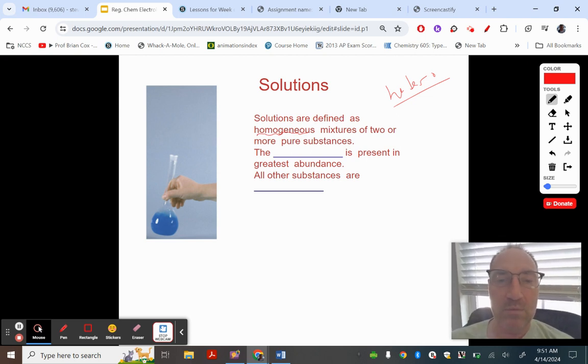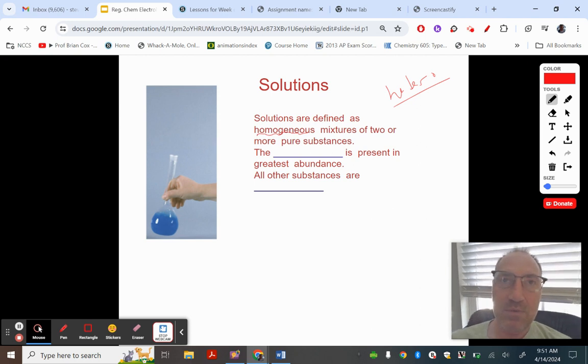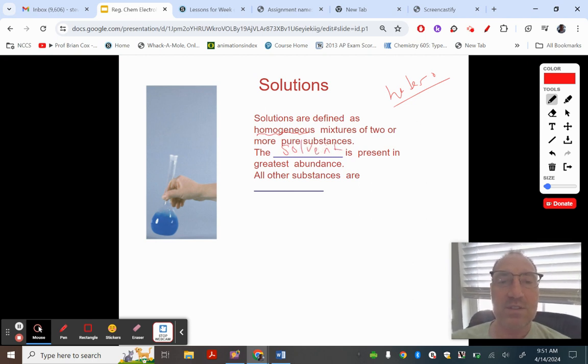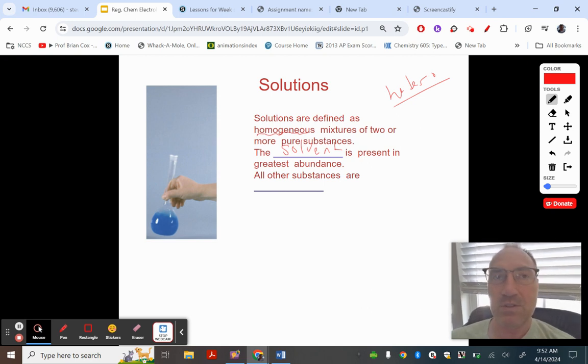I always think Kool-Aid when we're talking solutions, where something gets dissolved in something else. So the thing you have to know is the solvent is the thing that does the dissolving. This is found in the greatest abundance. So if we're talking about a solution of Kool-Aid, which hopefully we'll be able to do that lab when I come back, the solvent is the water, and the other substance is the solute, the thing that gets dissolved.